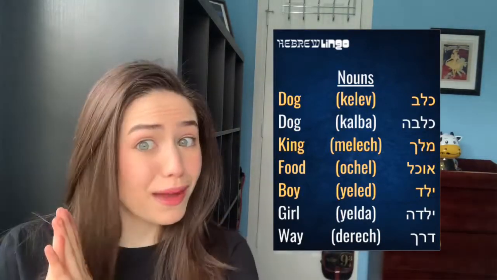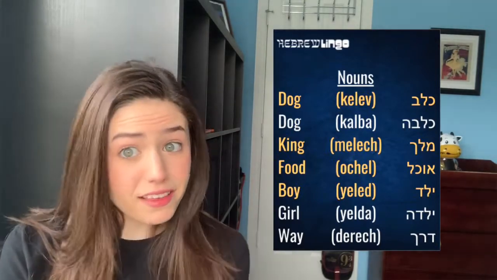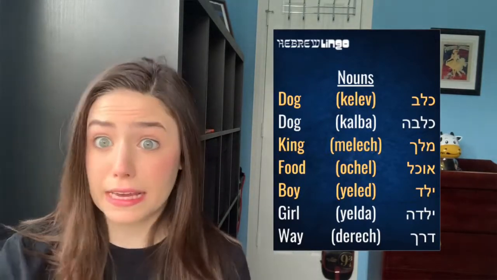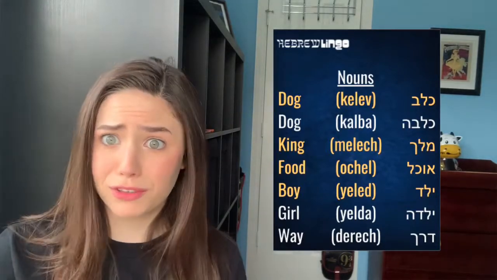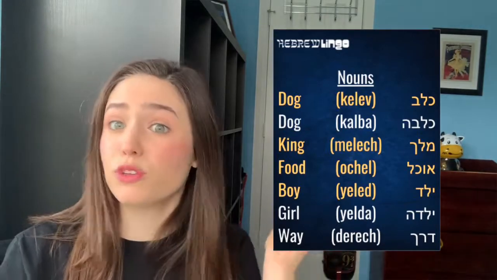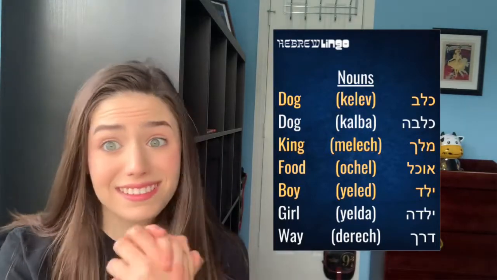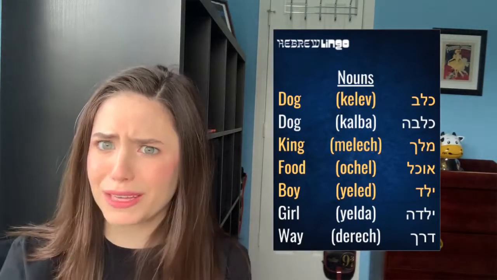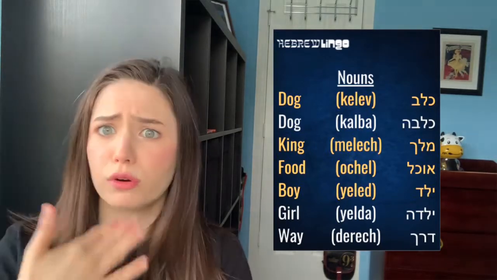Okay, one noun that you might find really useful, it is ochel, which means food. Later in today's lesson, you're also going to be learning how to say to eat, so I suggest you look at this word a little closer because it is similar to the verb. Now the next 2 nouns are thankfully very similar. One is yeled, which means boy, and one is yelda, which means girl. Now the last noun that we have to learn today is also a really fun spelling word, kind of like yain, and it is derech, which means way or street.